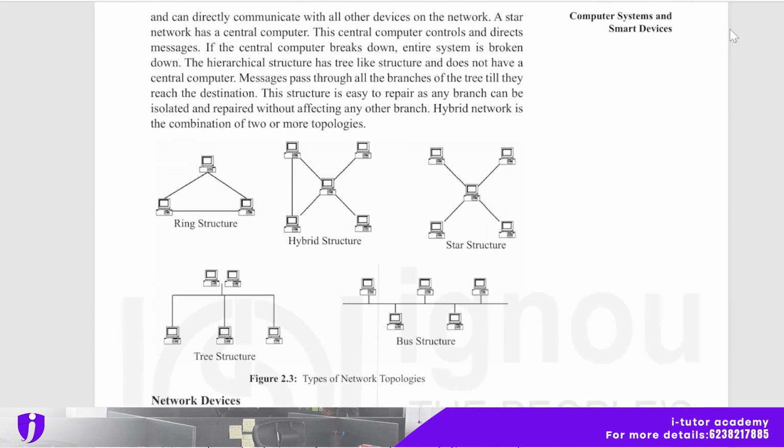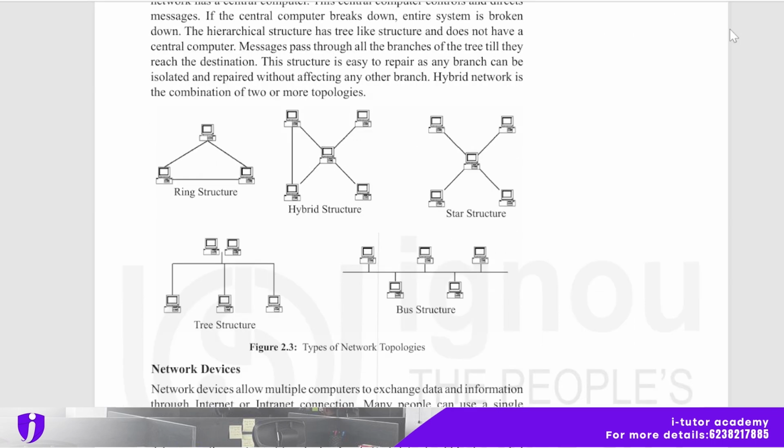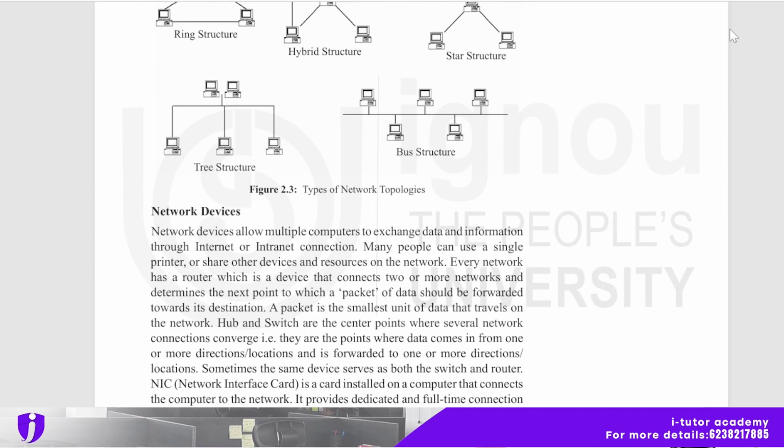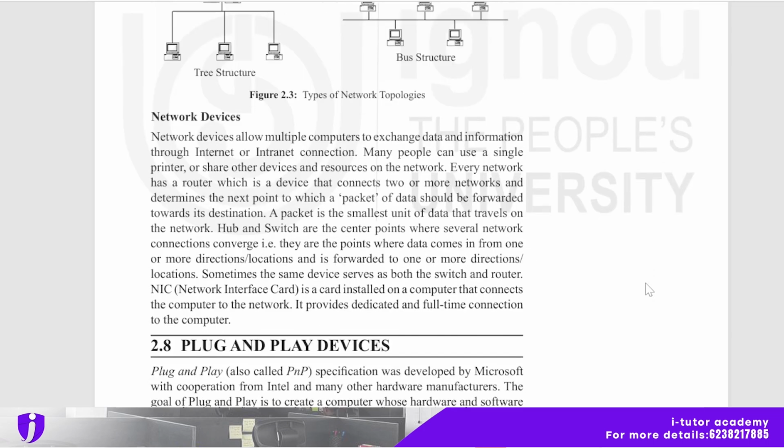So here are the types of network topologies. Please refer to figure 2.3 and you will get the idea. That is, ring structure, hybrid structure, star structure, tree structure, and bus structure. Network devices allow multiple computers to exchange data and information through an internet or intranet connection, and many people can use a single printer or share other devices and resources on the network.